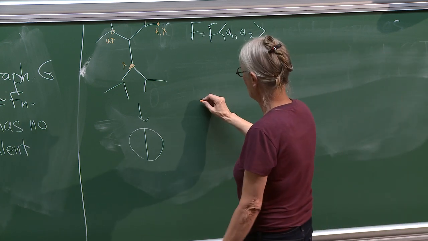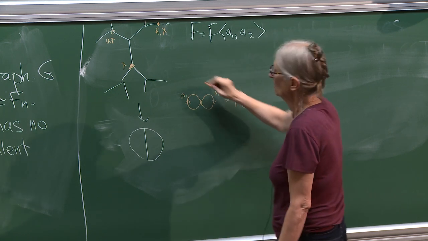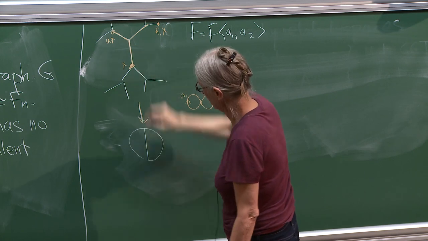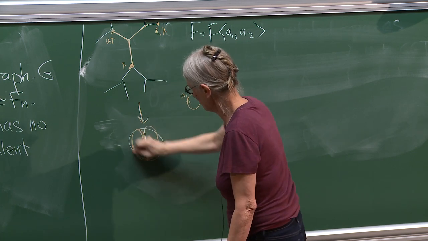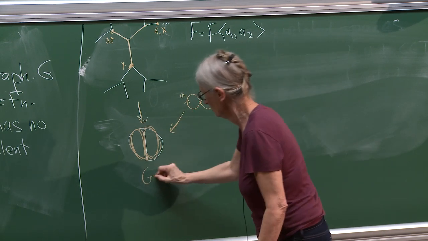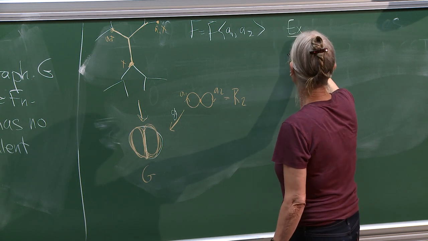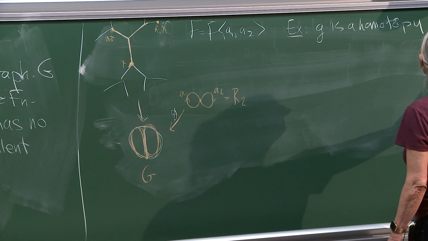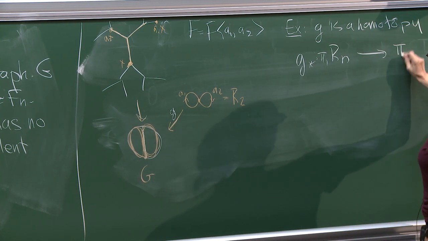That gives me a map from the rose with petals A1, A2 into the graph after I go to the quotient. This path will get wrapped somewhere around here, and this path will get wrapped somewhere around here. They may be long paths. This gives me a map from the rose into the graph. And exercise: this map is a homotopy equivalence. In other words, the induced map on the fundamental group of the rose to the fundamental group of G is an isomorphism.